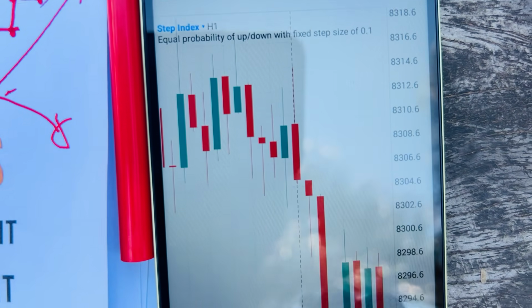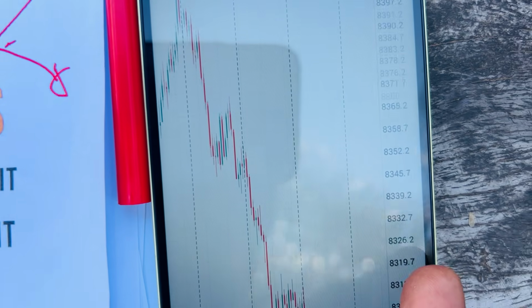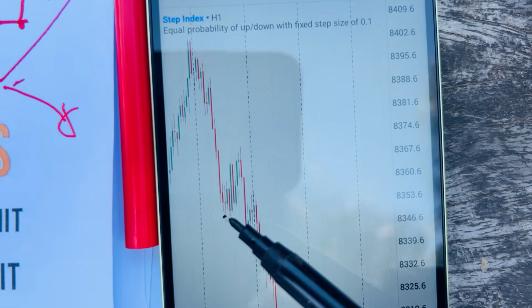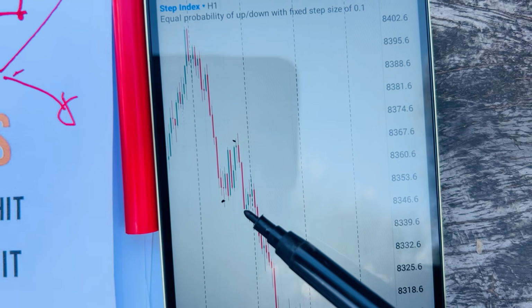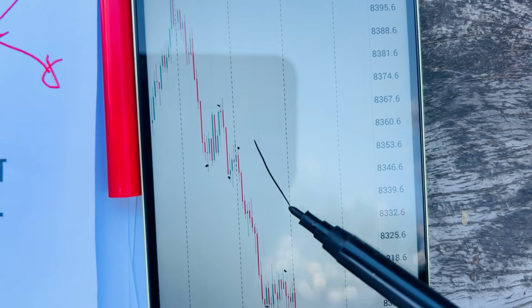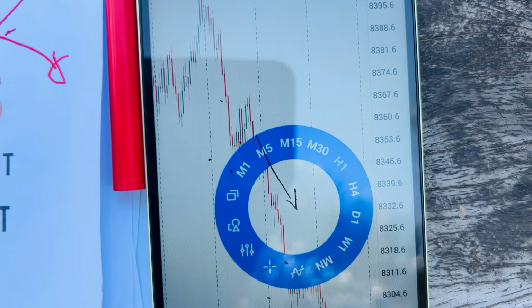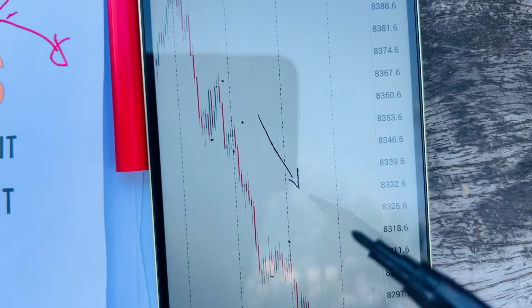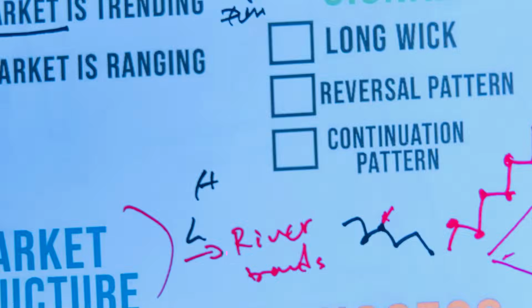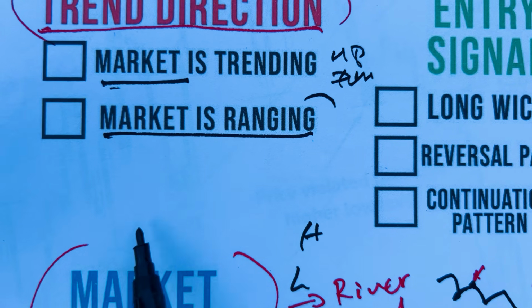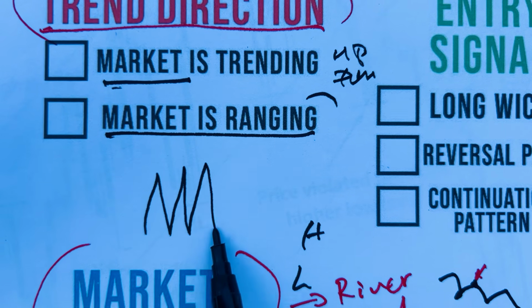Let's go to H1. This is the H1 time frame, and you can see we have the lower price, and the lower price here, higher price, lower price, higher price, lower price, higher price. We know now the overall movement is going down. We are trending down. The steps are going down. That's how you know the direction. It's simple. Now, we also have the market ranging. The market is not going anywhere. It's moving sideways like this.